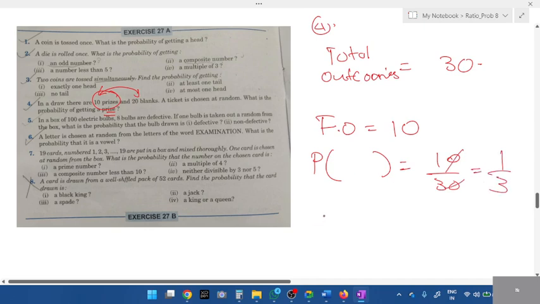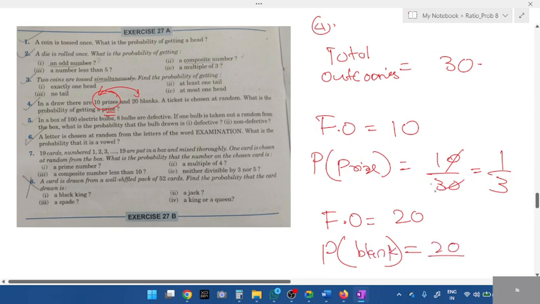If they ask probability of blanks, what is the favorable outcome? How many blanks do we have? 20. Then what will be the probability of blank, students? 20 divided by 30. They didn't ask, but I'm giving it. Make a note of it. Is the answer correct? 1 by 3? If they ask blanks, write probability of blank 2 by 3.